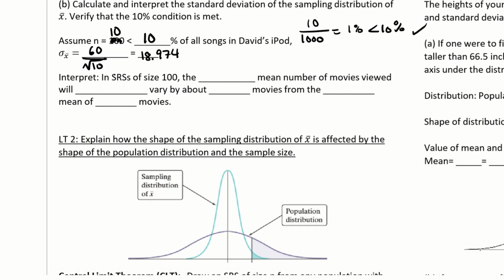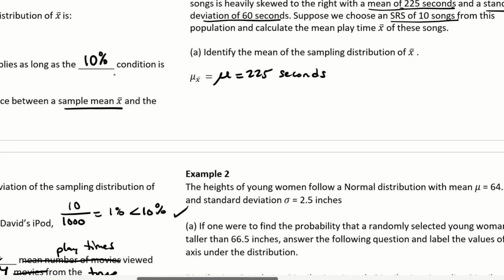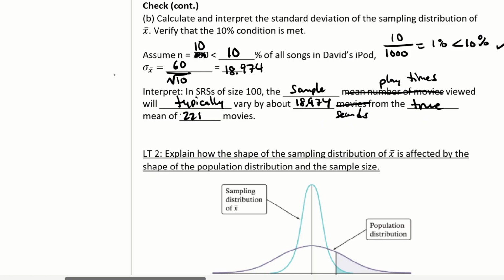Okay. All right. Interpret: in simple random samples of sample size 100, the sample mean number of movies, this should say playtimes, sample mean playtimes. This is a copy and paste from the previous one. That's incorrect. Viewed will typically vary by about, should say seconds, 18.974 seconds from the true mean of what was it? True mean? It was 225 seconds. Okay, so there's a typo there. All right, there you go.